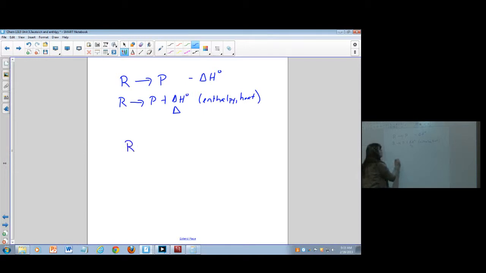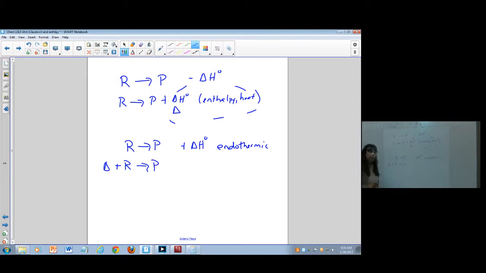What if we're given an R goes to P, but this time we're told we have a positive delta H? Okay, well, in that case, this is an endothermic reaction, and that means that in order for the reaction to go, it's got to absorb some heat. And so you can rewrite this as heat, using any one of these possibilities here, heat, plus reactant forms product. Okay, and that may help you see better what you expect to be happening in these cases.